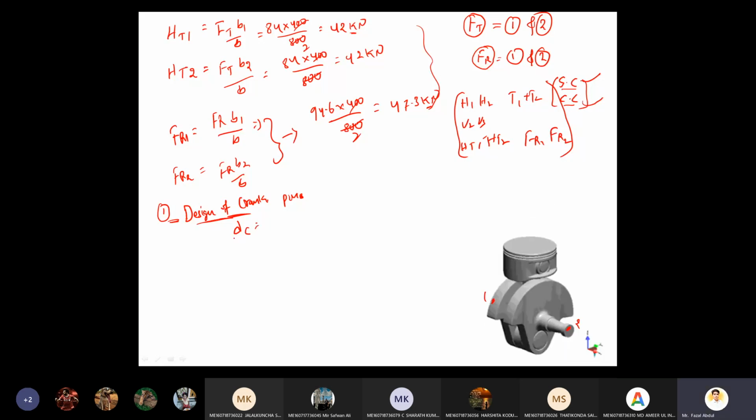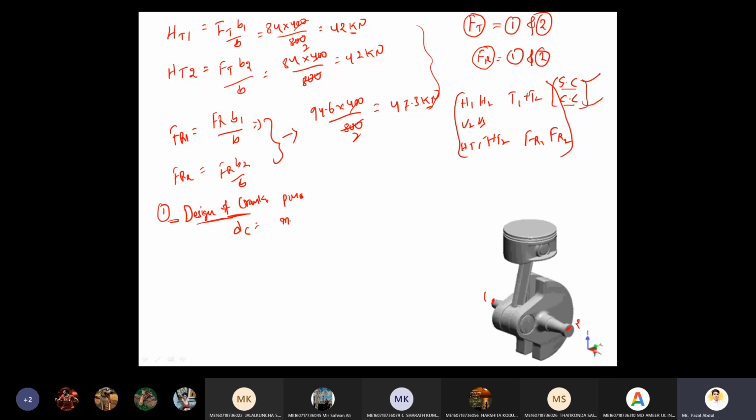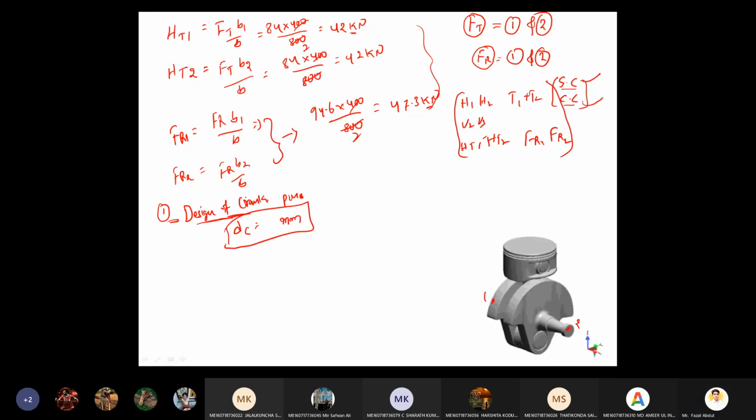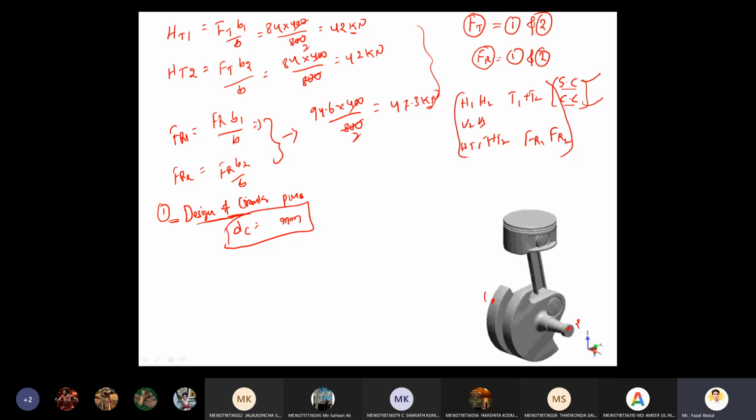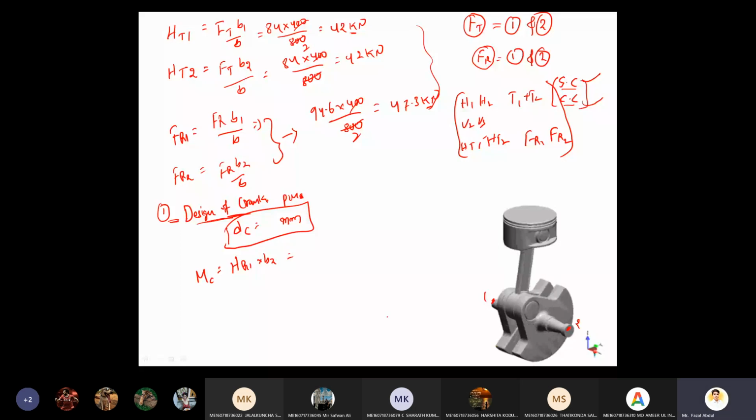DC is nothing but the size of the crank pin. It is calculated in terms of mm. How much? I don't know, so that is the question mark here. We know the bending moment at the center of the crank pin, MC, is HR1 into B2. So why am I calculating HR1 into B2 here?